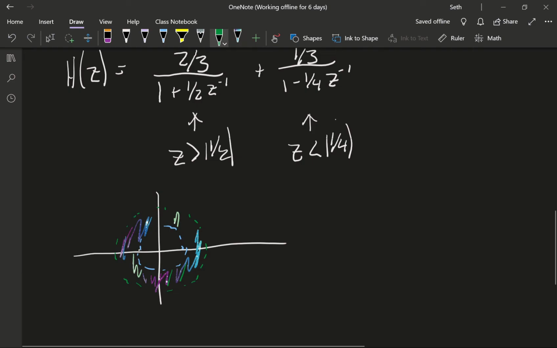Alright, so that was 1/2, 1/4. They wanted to know if the system is causal, but the system is not causal because our region of convergence is inside the interior of the annulus, and the region of convergence of a causal system is exterior to the outermost pole of the annulus, so it would have had to be out here, but that's not what we have.